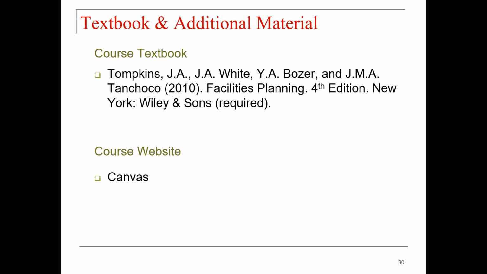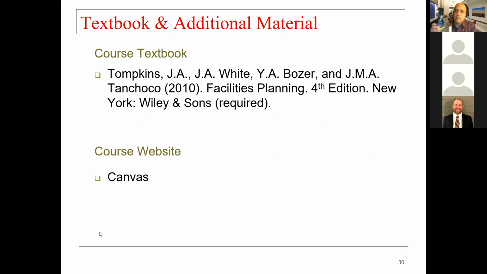The course textbook is Tompkins, Facilities Planning, 4th edition. I have a copy of it with me right here. So this is the book. I don't know if you can see it. Facilities Planning. I think we have access to the book in the library. I don't think we have online access to this book.